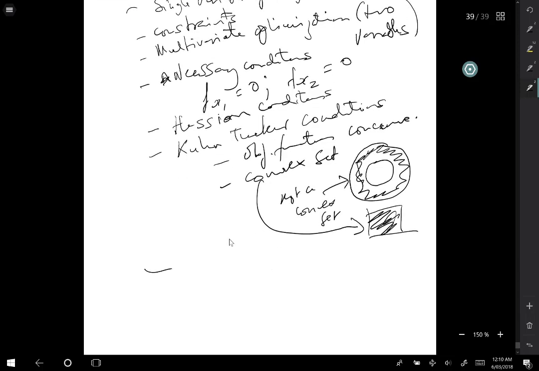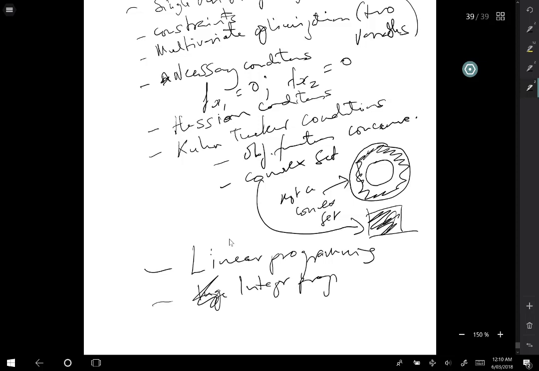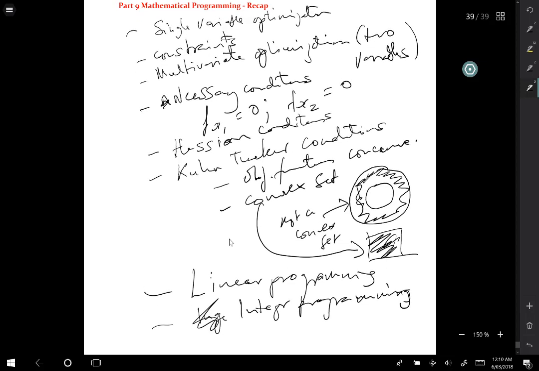Then we briefly looked at special cases, so linear programming, which actually used to run the world's airlines, so a very important method, able to solve really big problems. And then we've got integer programming, which is where we can solve mathematical programming problems for whole numbers.